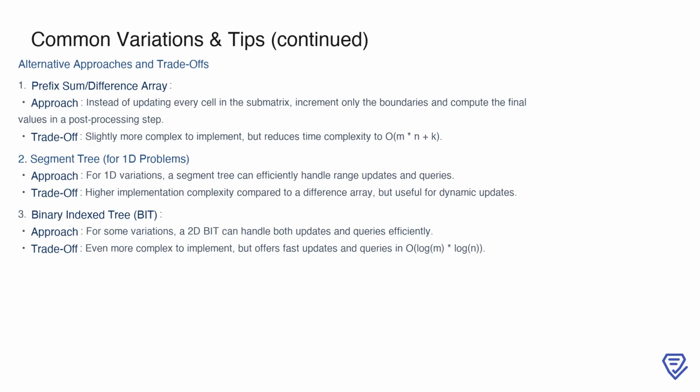For one-dimensional variations, a segment tree can be an efficient tool for handling range updates and queries. While it offers dynamic updates, its implementation is more intricate compared to a difference array. Another advanced technique is the binary index tree, or BIT. For two-dimensional problems, a 2D BIT can handle both updates and queries efficiently, typically in O(log m * log n) time. However, this method is the most complex to implement of the three. Choosing the right approach depends on the problem requirements, the trade-offs you're willing to make, and your familiarity with these techniques.